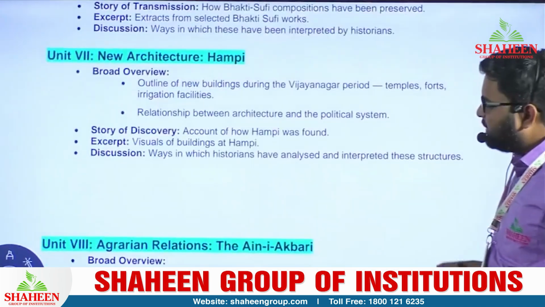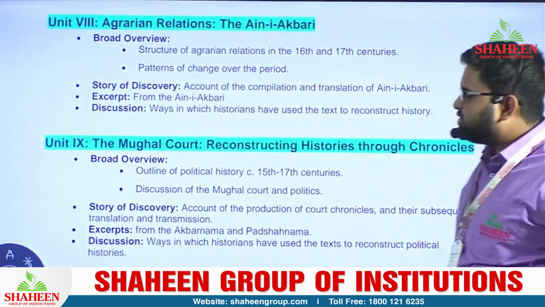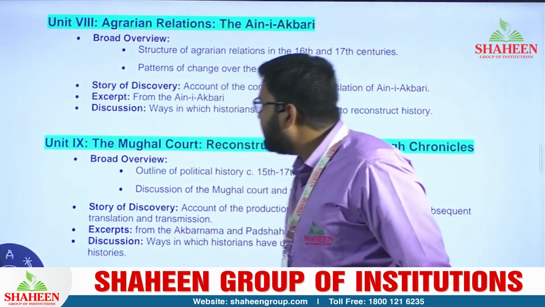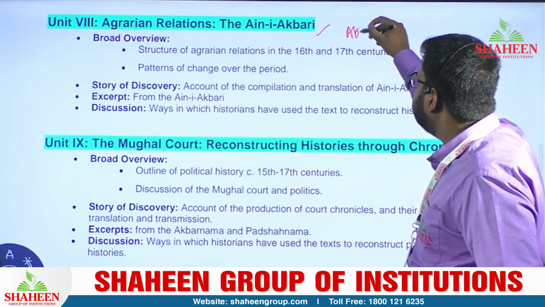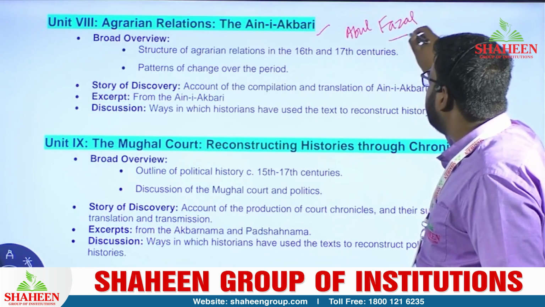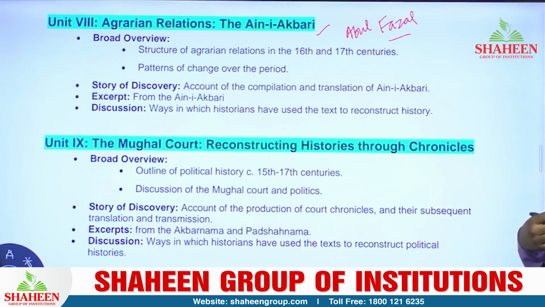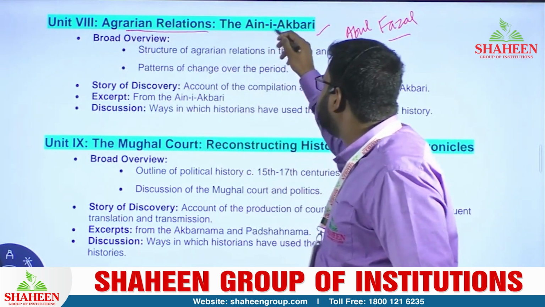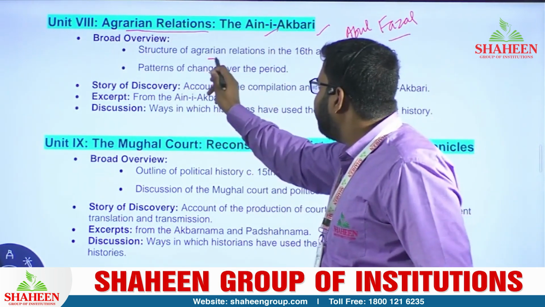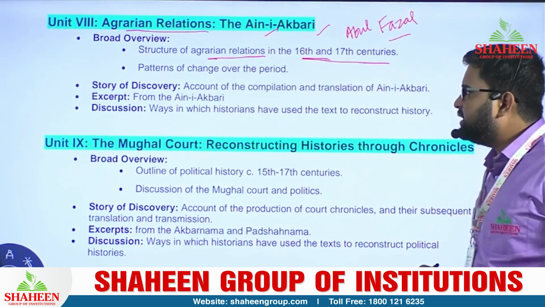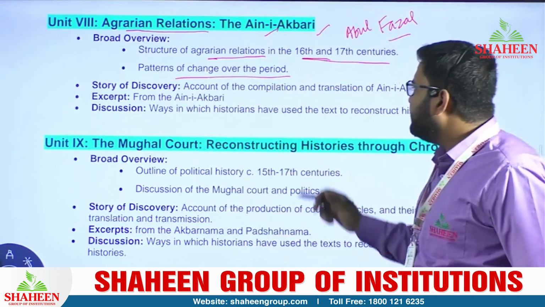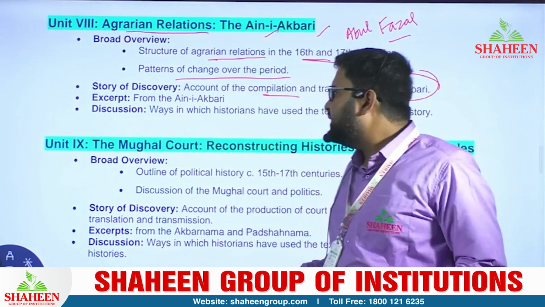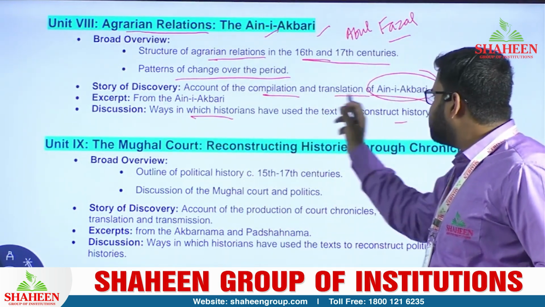Apart from this, the agrarian relations which are mentioned in the Ain-i-Akbari. You are very well acquainted with the Ain-i-Akbari. It was written by Abul Fazl. Abul Fazl was a courtier of Akbar. Akbar was a Mughal king. We will be covering all those things, the political history and the economic history, and we will see the agrarian relations mentioned in the Ain-i-Akbari, the structure of agrarian relations in the 16th and 17th centuries, how patterns changed over the period, and we will also see the compilations and translations of the Ain-i-Akbari, how it was translated into other languages, and the ways in which historians have used the text to construct history.